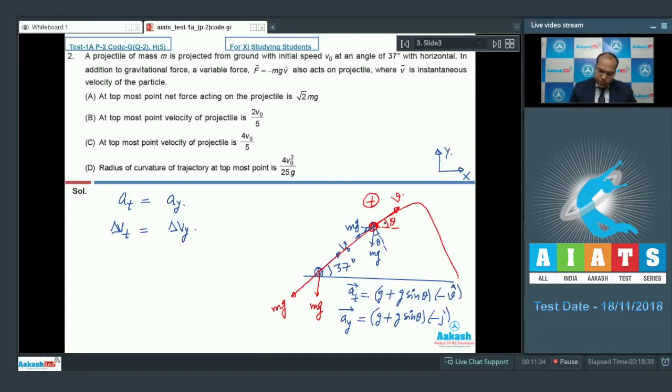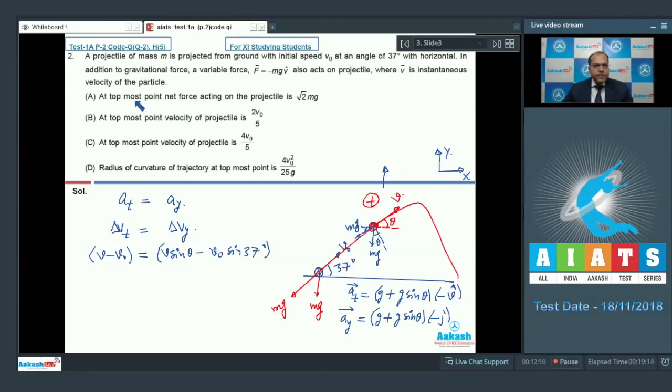So if I substitute the value of delta v in tangential direction, at this moment the velocity is v, so v minus v naught is equal to delta v in vertical direction. So in vertical direction, if I take the component of this velocity, here it will be v sine theta, and at t equal to 0 it will be v naught sine 37 degree. Now let's check the options.